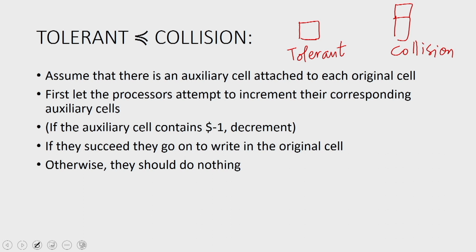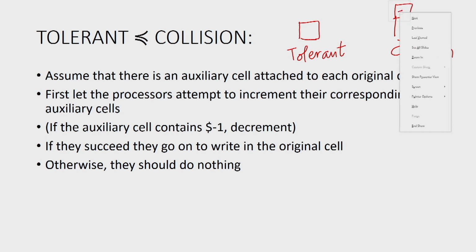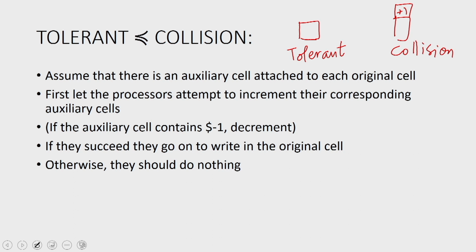So, the processors that attempt to write in a memory location will first attempt to increment their corresponding auxiliary cells. To begin with, the auxiliary cells will contain some garbage value. It does not matter what the auxiliary cell contains. All the processors that want to write will first read the auxiliary cell of the intended recipient of their writes, and then increment these values and write the value back. Now, this is happening on the collision model. Therefore, if there is in fact a write conflict, the value that is written will be the collision symbol.